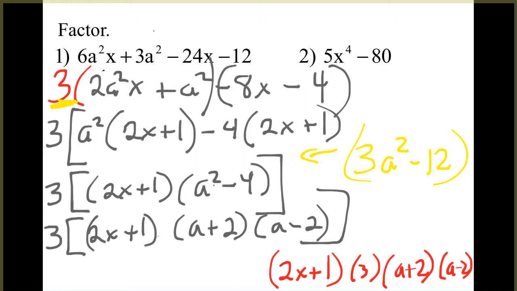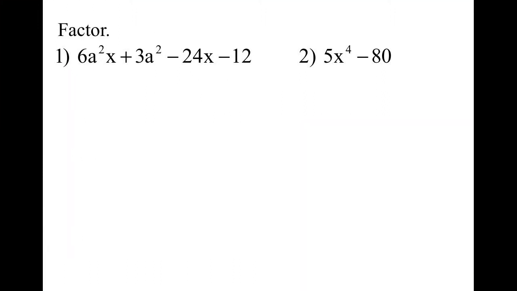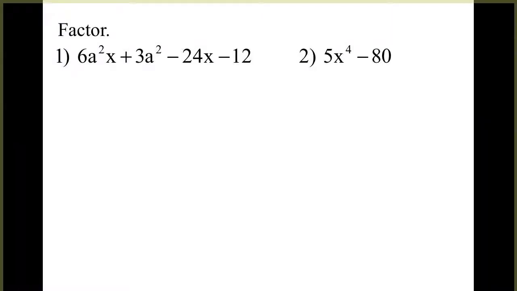So pull out the GCF, just get used to doing it every single time. All right, number 2, step 1, check for a GCF, and I can divide out 5, and what I'm left with is x to the 4th minus 16.